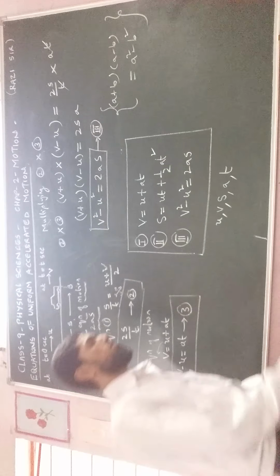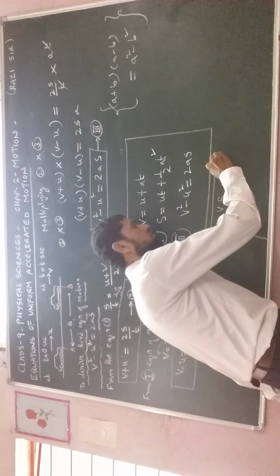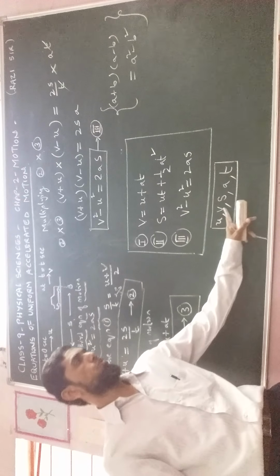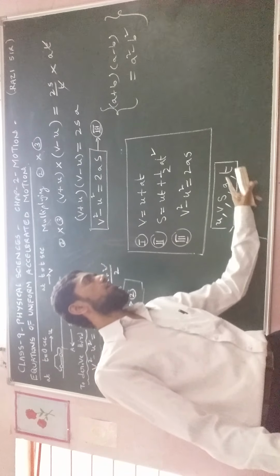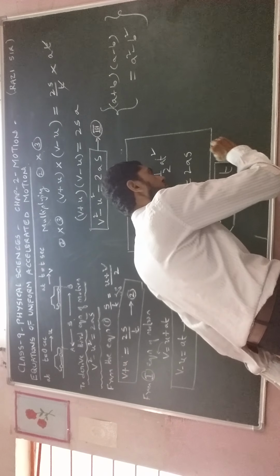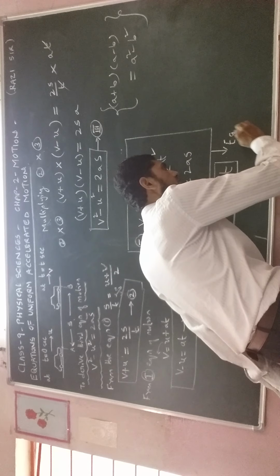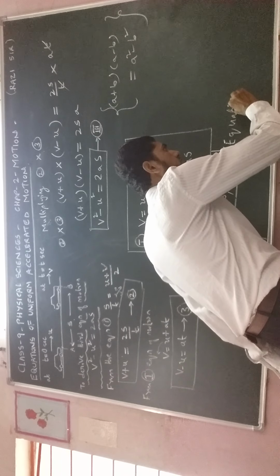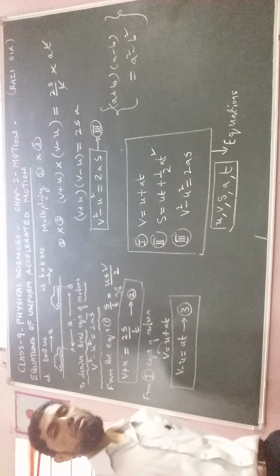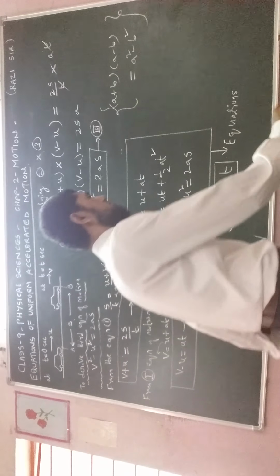What are the equations of motion? Any equations where we relate the terms u, initial velocity, v, final velocity, s, distance or displacement, a, acceleration, and the time t. Any of these equations which relate the terms u, v, s, a, t are called equations of motion. All of the above are equations of motion, and they are for uniform accelerated motion.